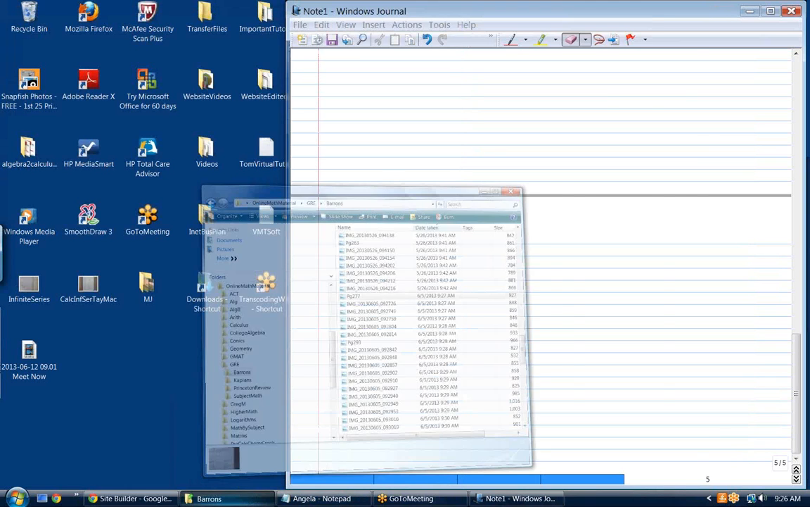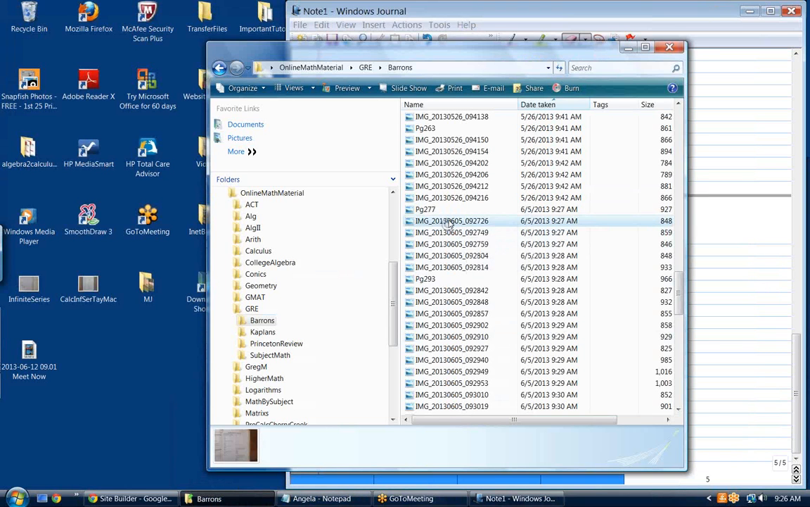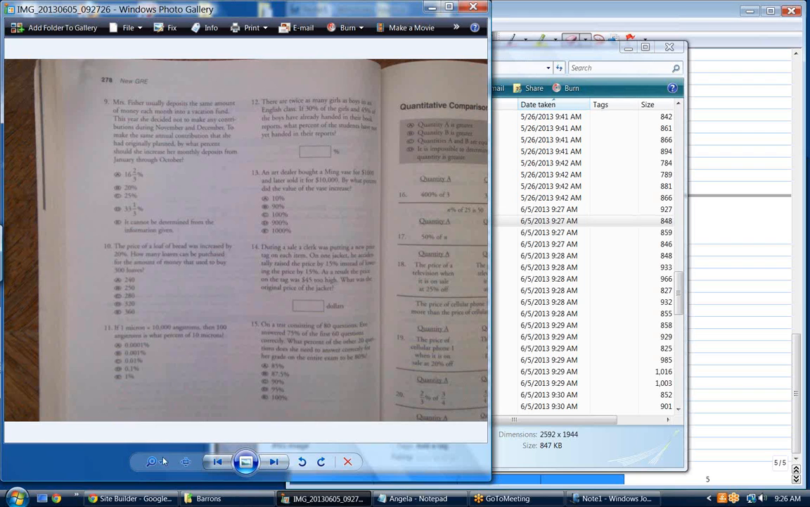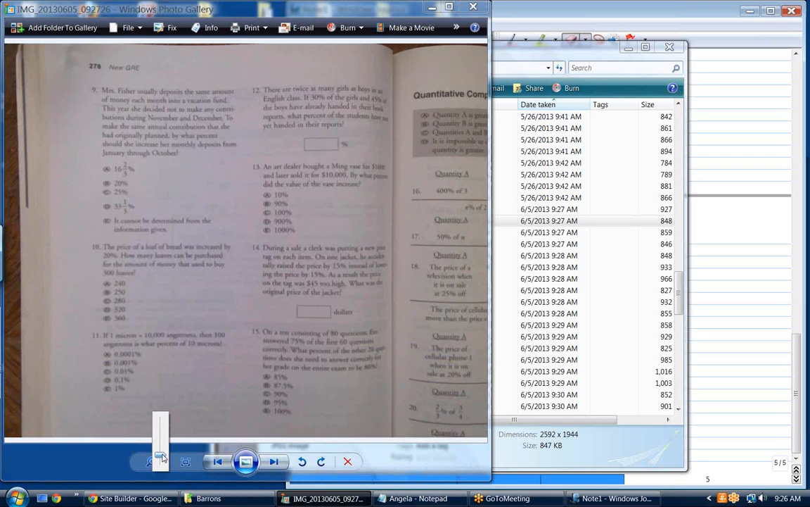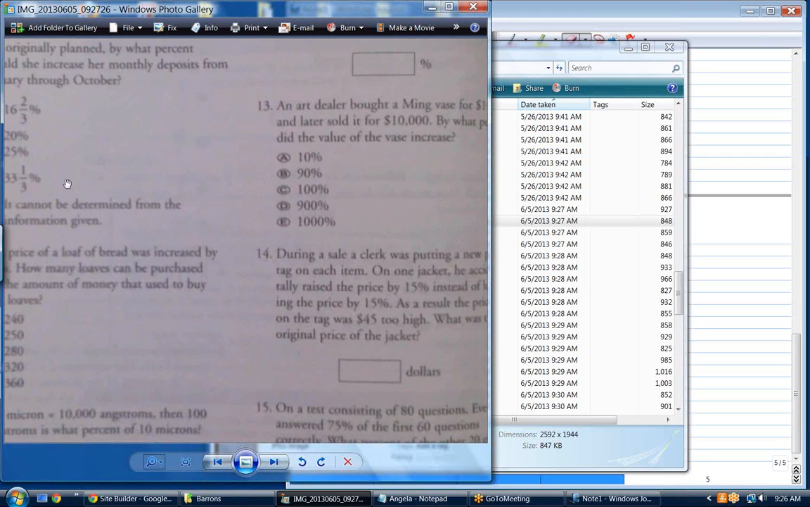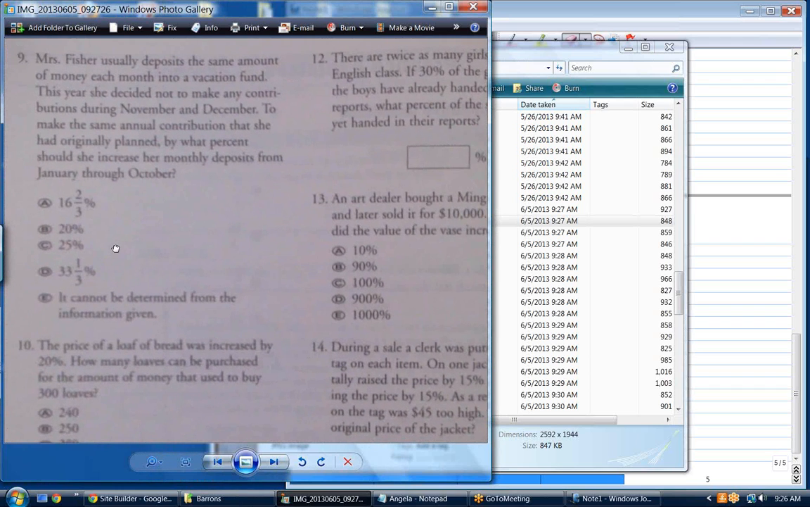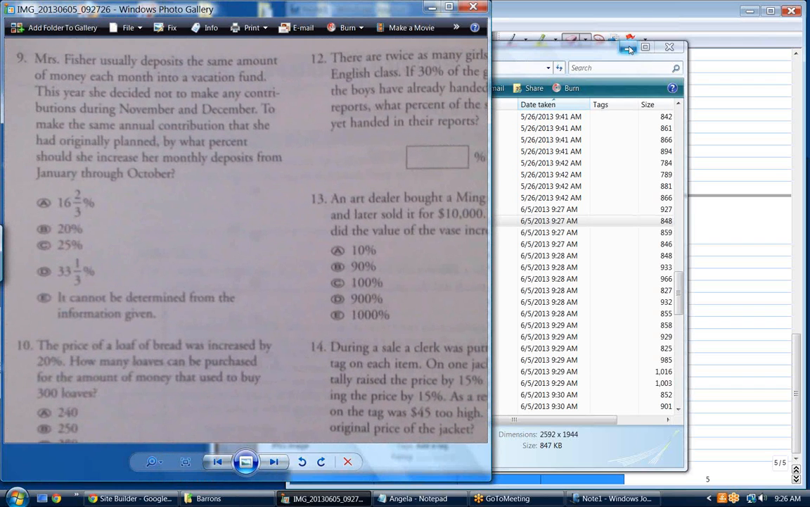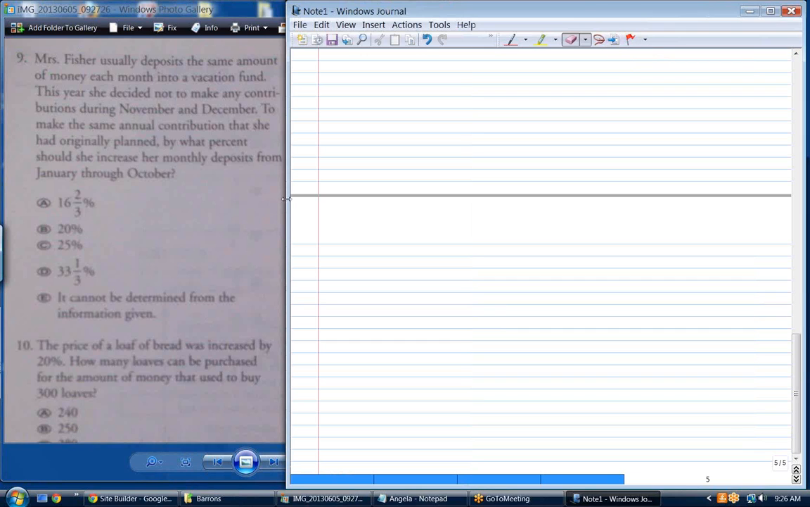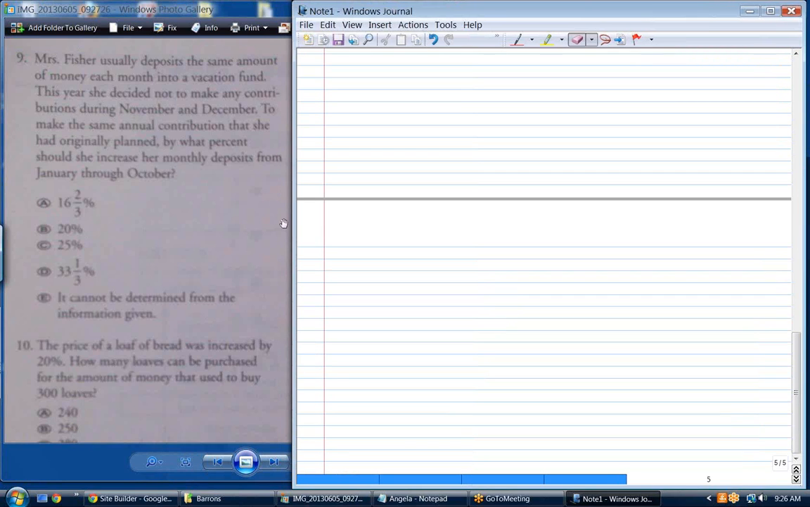$277. Uh-oh. Like my camera wasn't so steady here. Okay. Can you read that okay, or do you need me to read it out loud? No, I can read it. Okay.